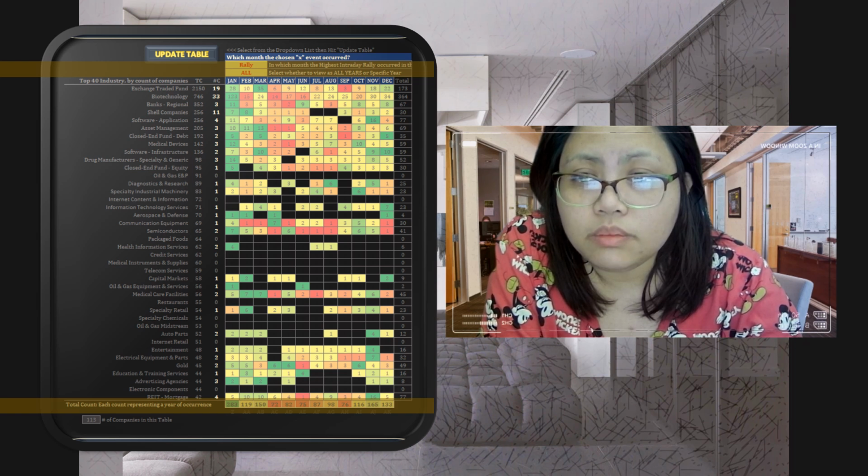Then these numbers might mean go back to the market in October to January. So, I mean, we don't have all the data yet, but these are some possible conclusions that we can make with this data.